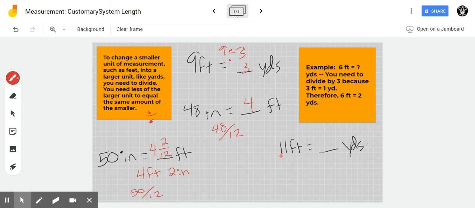Okay, and one more time, 11 feet equals how many yards? Well, we know that 9 feet divided by 3 was 3 yards, and that would leave us with 2 left over, right? So we do 11 divided by 3, and what we would get is 3 remainder 2. So we would get 3 and 2/3 of a yard. Another way to write that would be 3 yards and 2 feet, right? So when it doesn't divide out evenly, that's how you account for it.